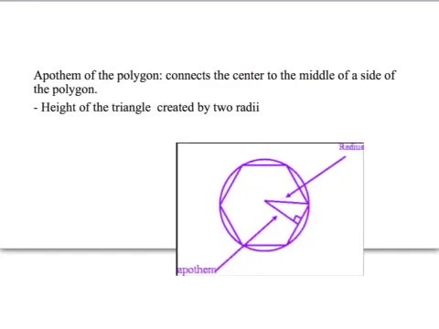The other part of the polygon that is important is the apothem. The apothem connects the center to the middle of the side of the polygon. And so it is also the height of the triangle created by two consecutive radii. So if you imagine the second radius here, then the apothem is the height of this triangle.